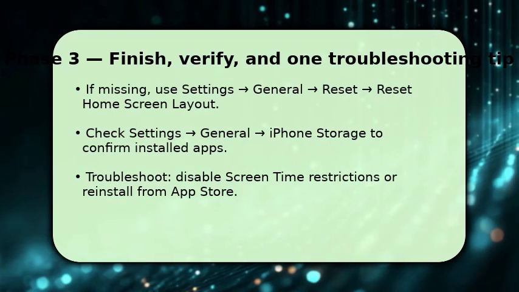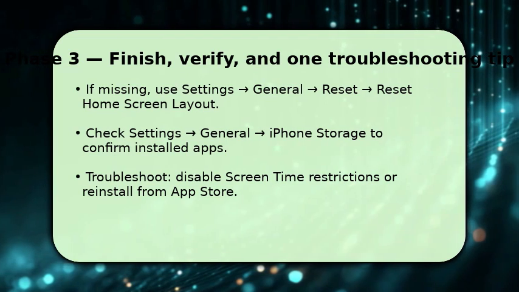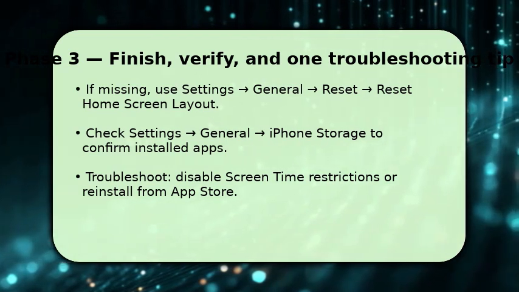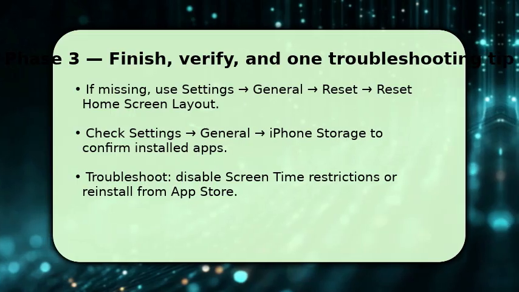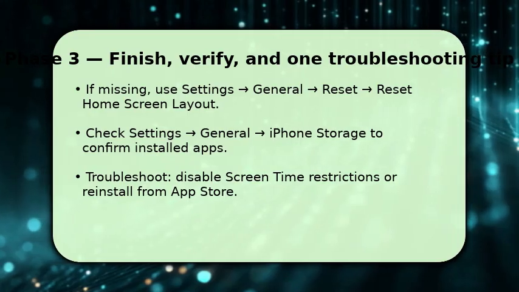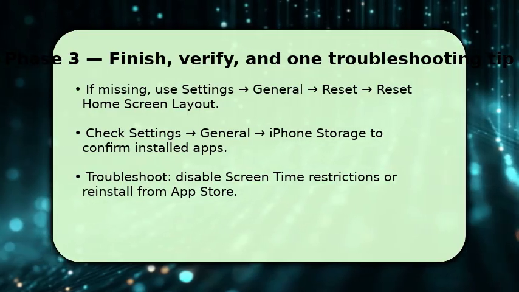To finish, if apps still don't appear, reset the home screen layout in Settings > General > Reset. This returns icons to default positions and often exposes hidden pages. Also inspect iPhone storage to confirm the app is installed versus offloaded.